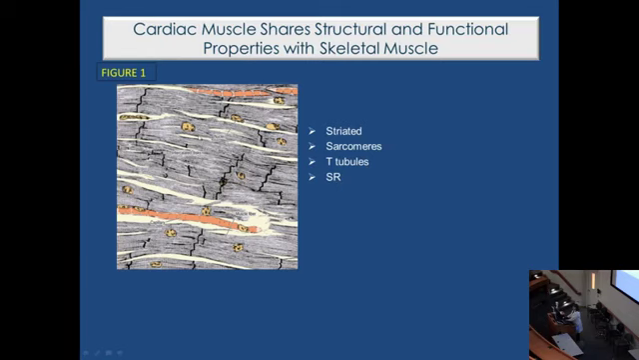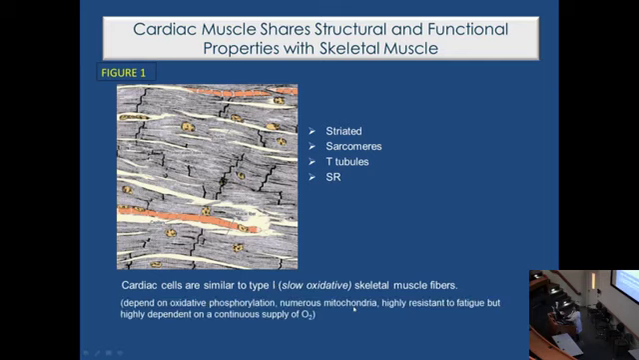And actually, the cardiac muscles are similar to the type 1 skeletal muscle fibers, and that is because they depend on oxidative phosphorylation. That's why they do have numerous mitochondria, and actually around 30% of the content of the cardiac muscle cells is formed by mitochondria. So then they are highly resistant to fatigue, a property that you would expect for the heart to function. But also they are highly dependent on continuous supply of oxygen.